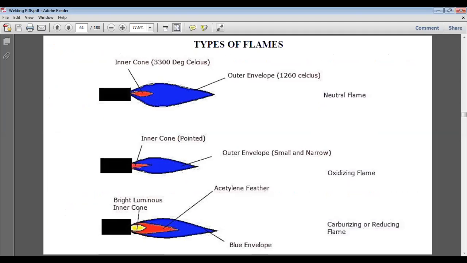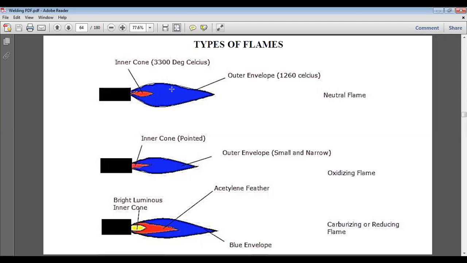When we mix 1:1, that means one portion of oxygen is mixed with one portion of acetylene, and we burn it, the flame thus formed is called a neutral flame. We can see this is the neutral flame, a very beautiful blue color, and we have a red color inside this. This is called the inner cone, and this is called the outer envelope or outer cone.